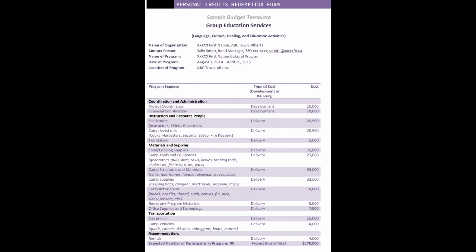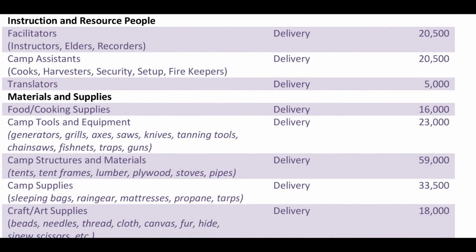We have a section for instruction and resource people. And so, yes, within the context of cultural programming, you can hire whomever you like to run your programs, and you can pay instructor fees, facilitator fees. You can pay elders, you can pay recorders, you can pay your camp assistants, cooks, harvesters, security, setup, firekeepers, translators. So it's really up to you as a community how you want to allocate the instructional fees.